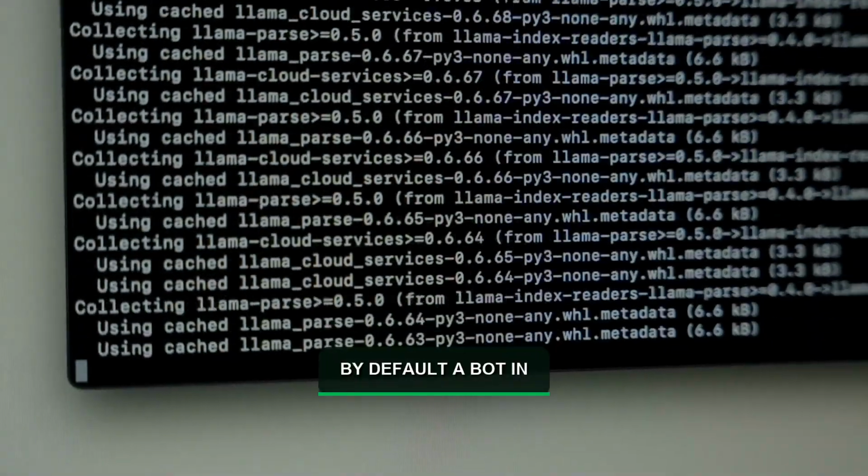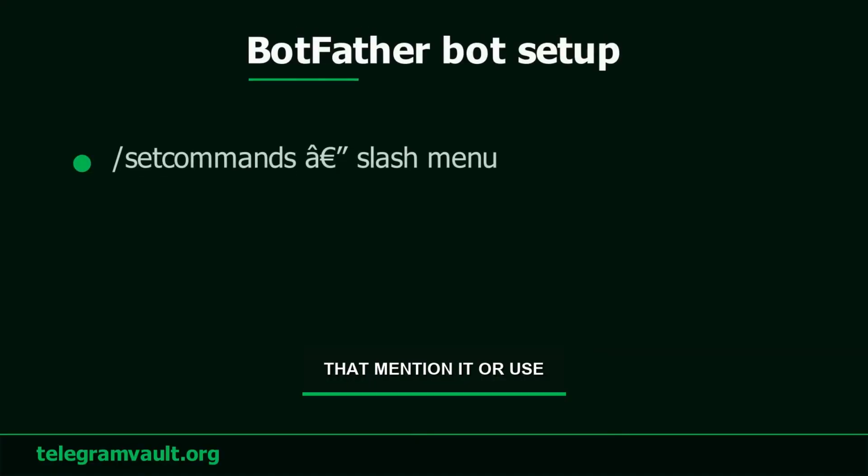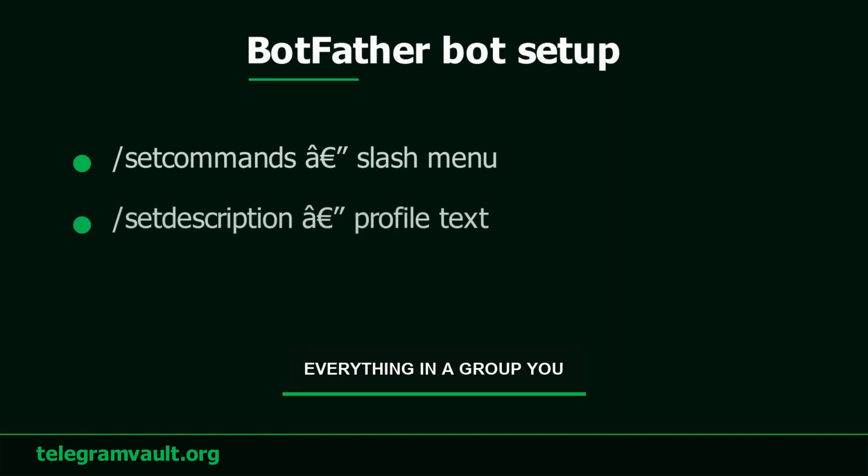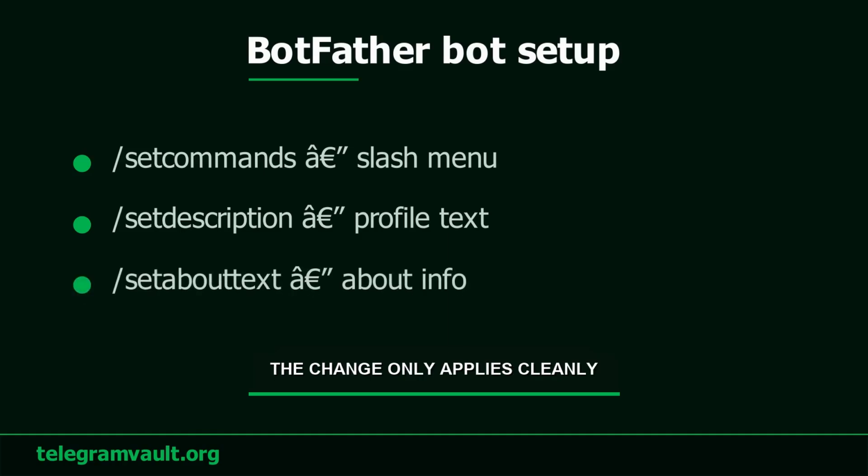By default, a bot in a group only sees messages that mention it or use a command, which is usually what you want. But if your bot needs to read everything in a group, you turn privacy mode off with /set privacy. Set this before you add the bot to groups, because the change only applies cleanly on a fresh join.